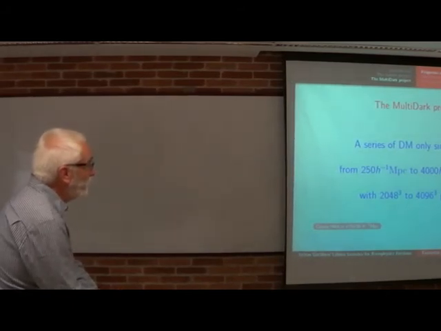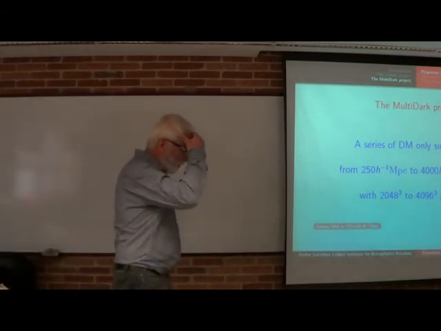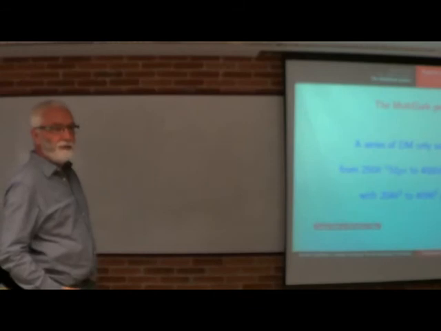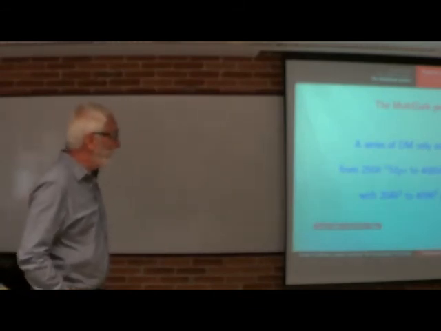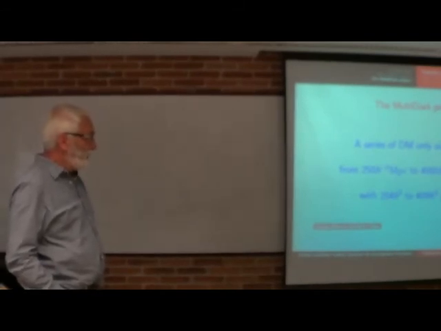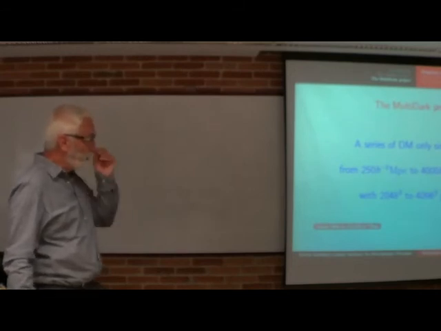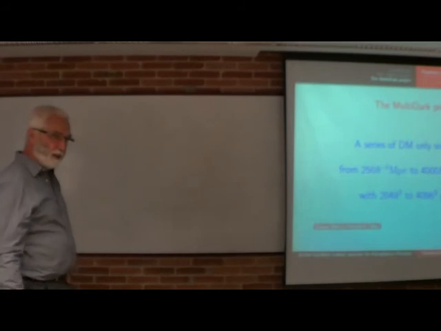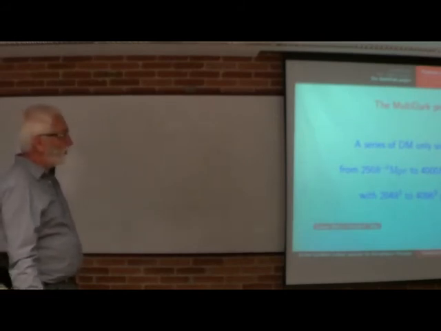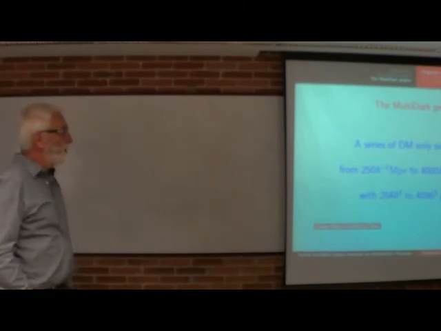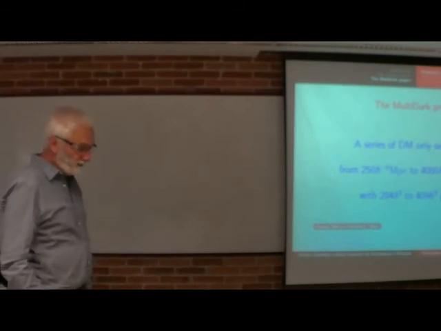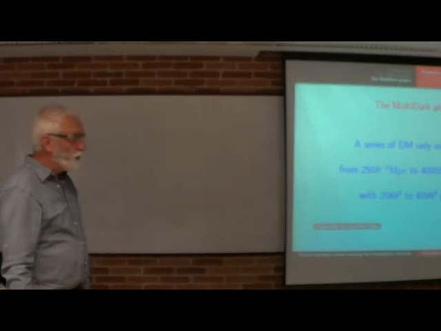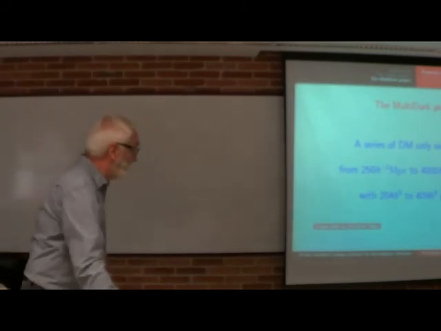When I come to the MultiDark project, this is another project which we were running on a different supercomputer in Munich. Here the idea was to run a series of very big dark matter simulations, with boxes between something like 200 and 4,000 megaparsecs and between 2,000 and 4,000 cubed particles in each of these simulations. We wanted to study the properties of halos and correlation functions. We wanted to use this simulation to construct mock catalogs for the BOSS survey, and again it is open for everybody who is interested to do something else with it.